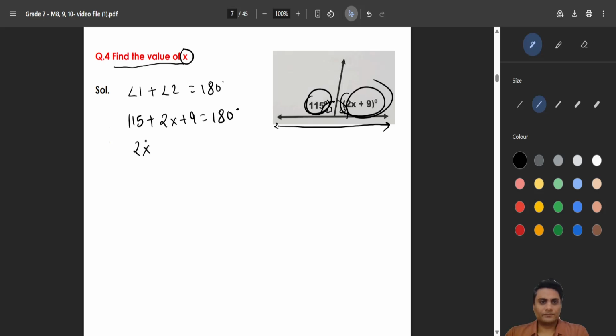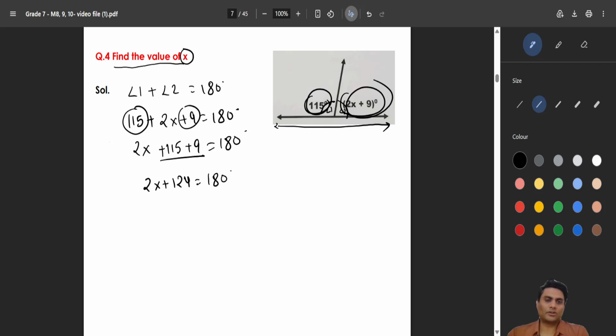Now 2x here, put the number with the number, 115 plus 9 equals 180. 115 and 9, 124. So 2x plus 124 equals 180. Now we have to solve. Plus 124, what is the opposite of plus? Minus. On both sides. Minus 124 on both sides. 2x down, equal down, 180 minus 124 will give you 56.